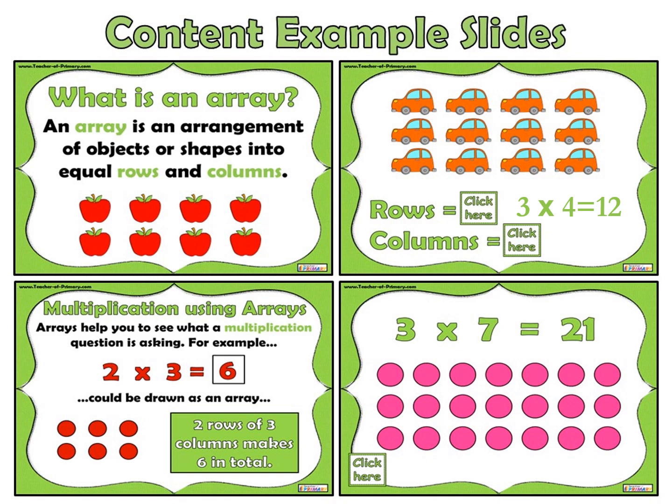What is an array? An array is an arrangement of objects or shapes into equal rows and columns. Look at the apples. They are arranged in rows and columns. So, this is an array. Now look at the cars. Also, they are arranged in rows and columns. So, this is an array.